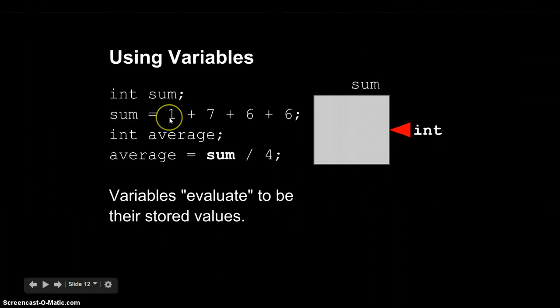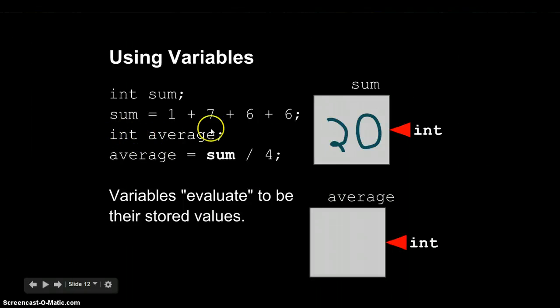Alright, so let's evaluate the right side of it. Well, 1 plus 7 is 8, plus another 6. Looks like it's going to be 14, plus another 6 will be 20. Alright, so 20 is evaluated over here, and now so 20 should be stored in the sum variable. Cool. So we evaluated that. Now let's declare another variable. Looks like name is going to be average. That's the identifier we'll use to access it, and then it will store ints. So here we go. So this line of code made this place to store integer state.